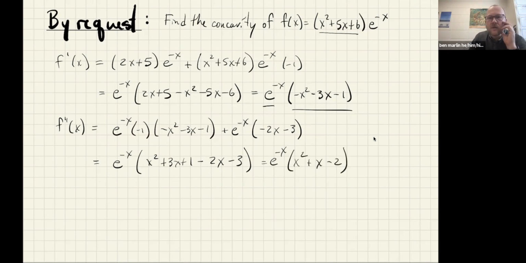Now, since we're talking about concavity, we're setting the second derivative equal to 0.